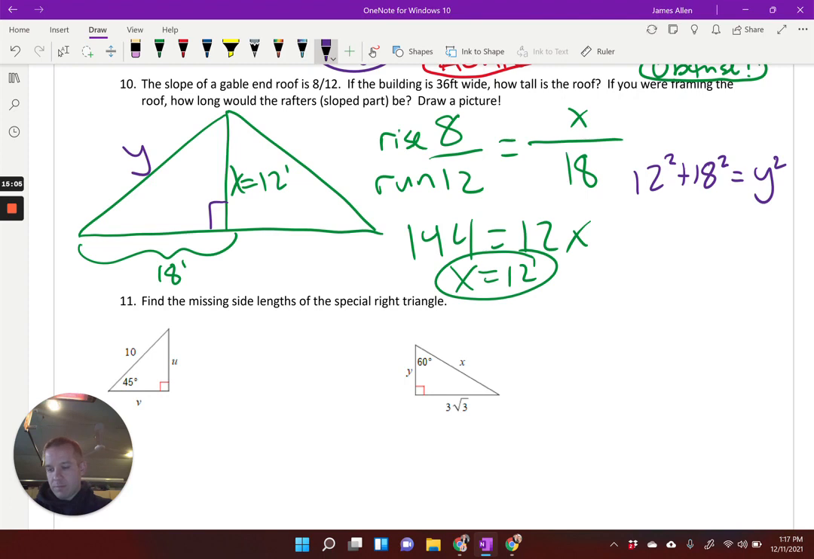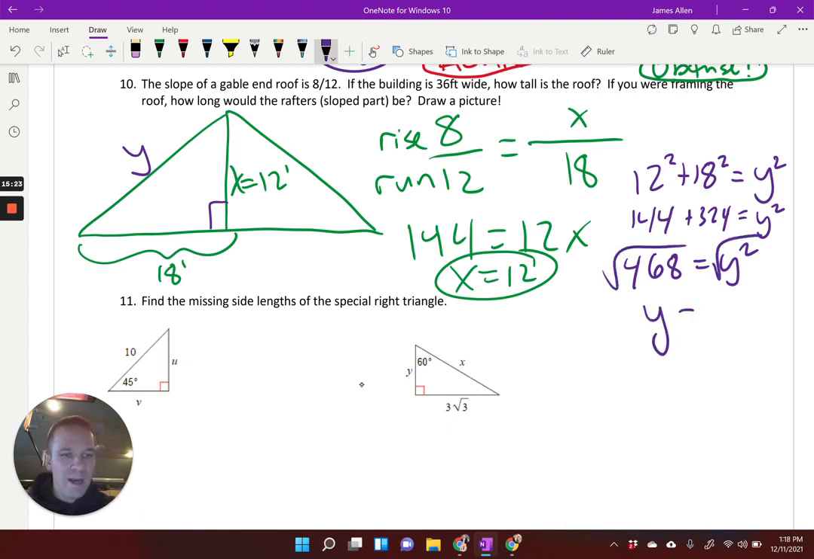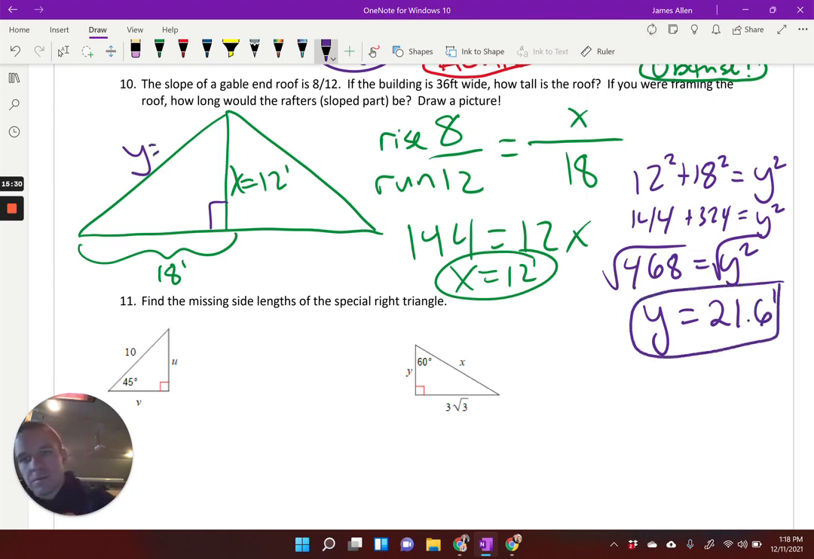I mean, I already did these, but we had, what was that, 144 plus 324 equals y squared. So that's going to be 468 equals y squared. Yep. And then I'm going to square root on both sides. And I get y equals 21.63, so about 21.6 feet. Cool. Got both parts. Fantastic.